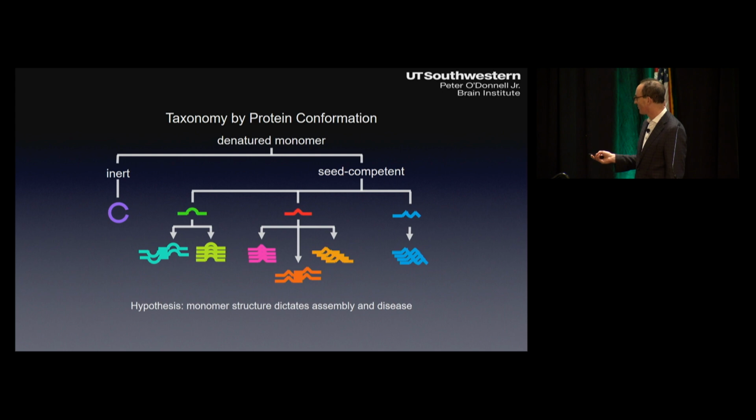This also becomes very important thinking about therapies, because we are now working on small molecules that stabilize the inert form, as well as immunotherapies that specifically target unique conformations that we think are propagating.